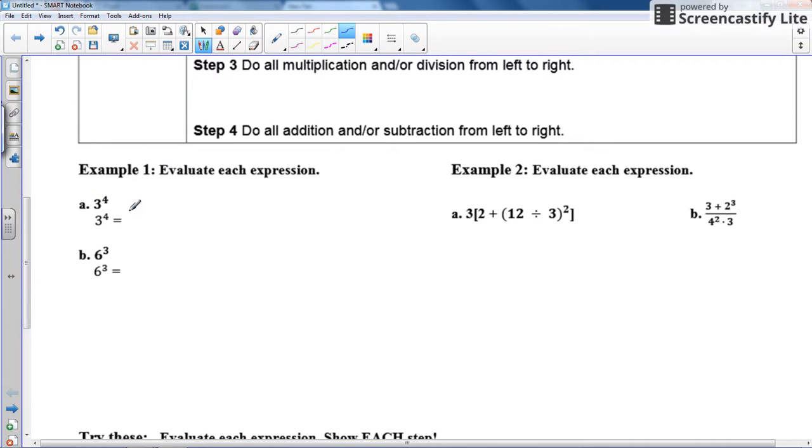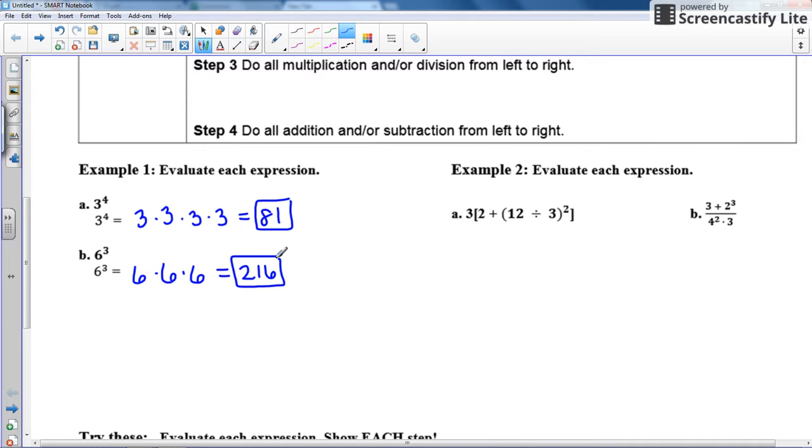This one should be pretty easy. 3 to the 4th power, it's just a power, so we don't have to determine an order of anything. That would be 3 times 3 times 3 times 3. When it says evaluate, that means we want to actually find the value of it. You can use your calculator if you need to, but you would get a value of 81. In the next example, same thing. It's just a power. So we would do 6 times 6 times 6, and we get 216.